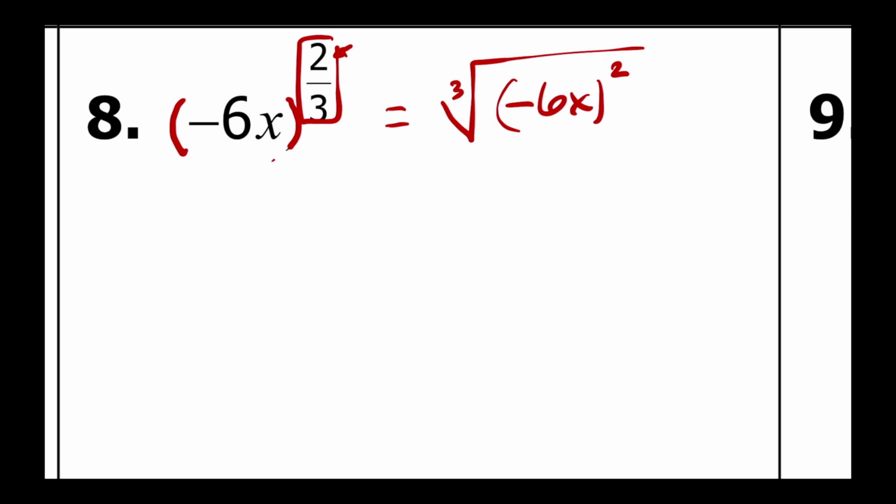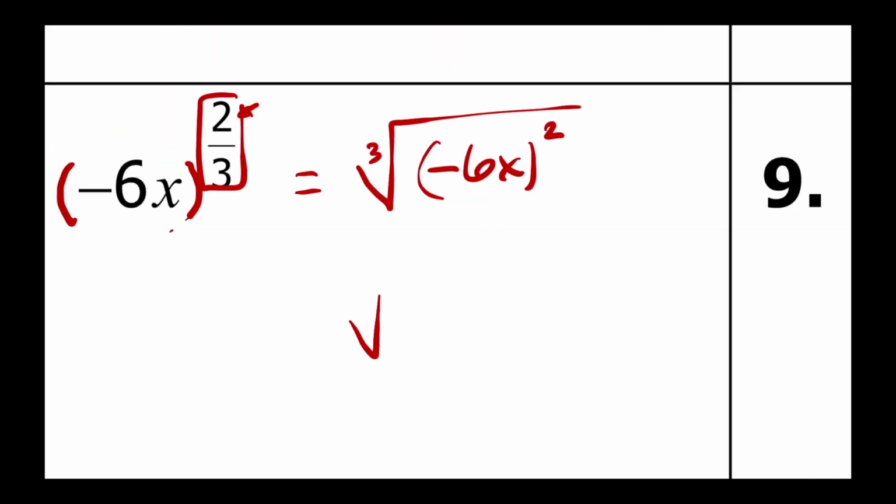Okay. So that's how we go from exponential to radical. These parentheses mean this whole thing is raised to this power. So that means this whole thing goes inside. This 3 is our index. And this 2 is the power of this whole thing. So I got to keep it in parentheses and put the 2 there. Now let's clean it up. So now we have the cube root of negative 6x squared. Well, let's square. What's negative 6 squared? 36. And what's x to the second power? X squared.